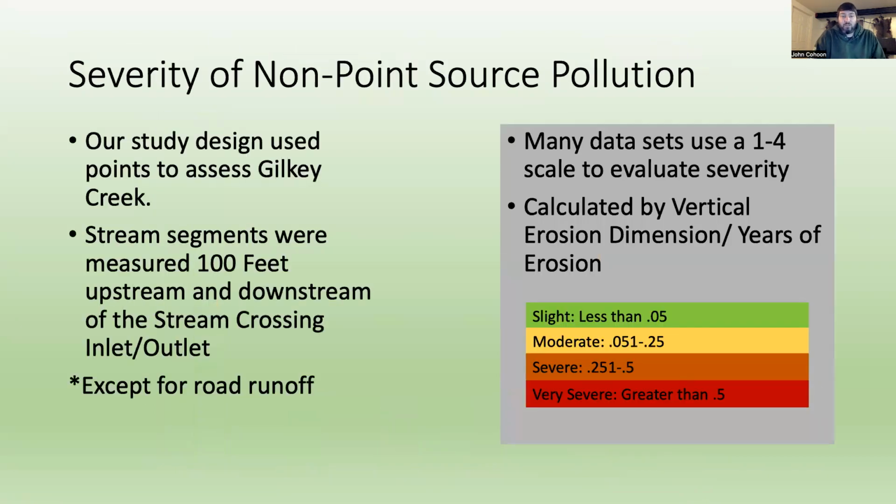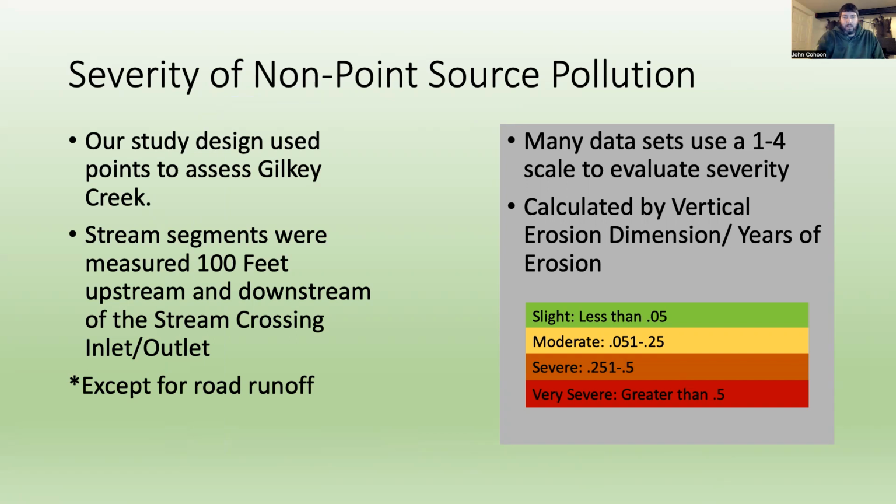So in determining the severity of non-point source pollution, many of our data sets use a 1 to 4 scale to evaluate severity. And I wanted to go over this just so everybody's on the same page and you can understand our numbers a little bit better. So the way that this scale operates is that in the field, we would measure the vertical distance of erosion. It's not concerned with how far back away from the center of the stream the erosion happens. However, it is concerned with the depth of the erosion. And then we divide that depth over how many years we suspect that erosion has been happening.